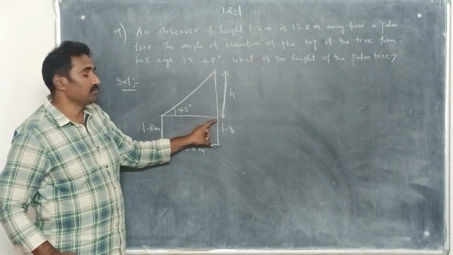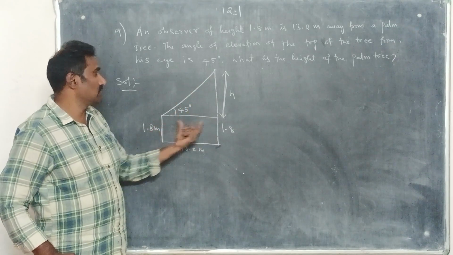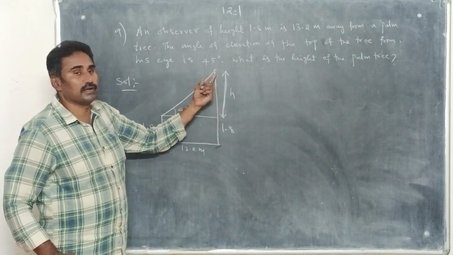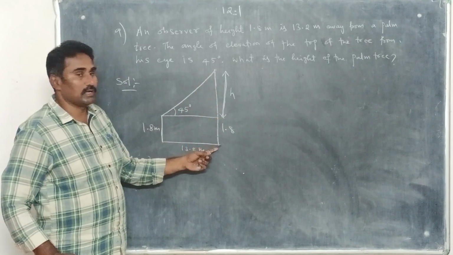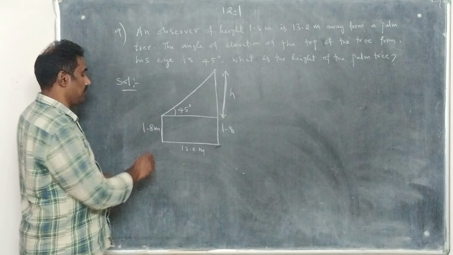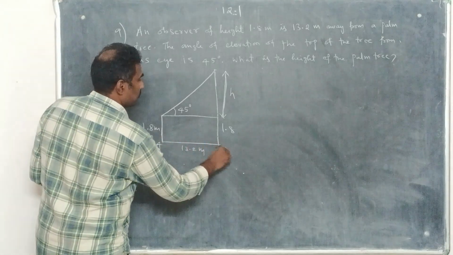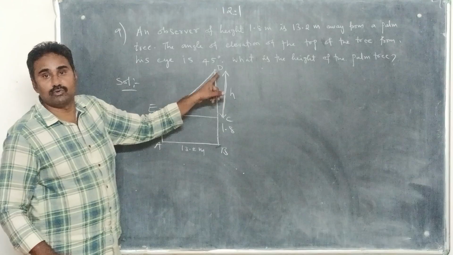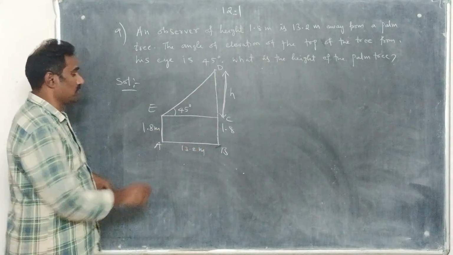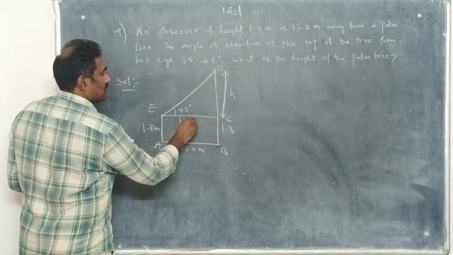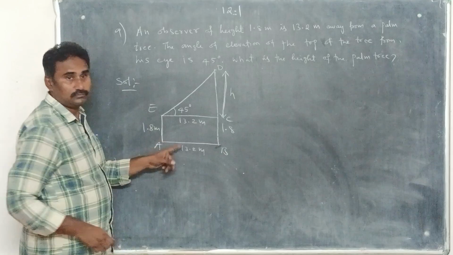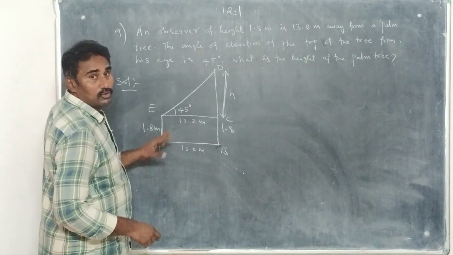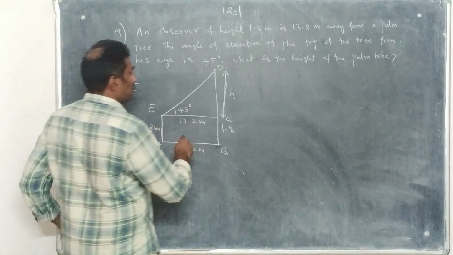So in the diagram the height of the observer is taken. From here you have to find it. But what is the total height of the tree? From here to here it will be. So you have to write A, B, C and D you take, E you take. From B to D is the height of the palm tree. So same it will come here also like a rectangle. You have to find the height of the palm tree.